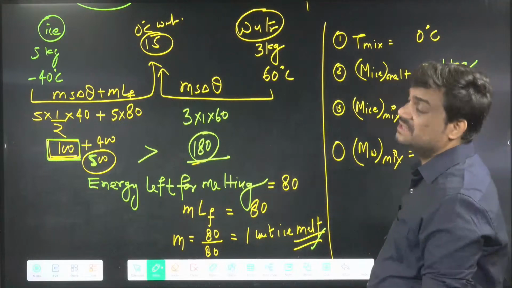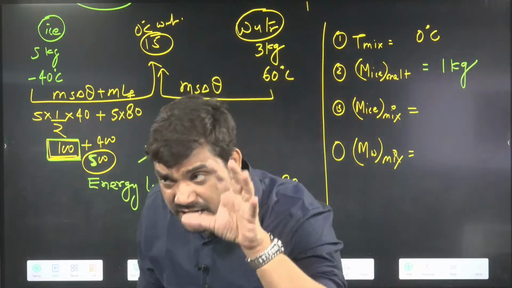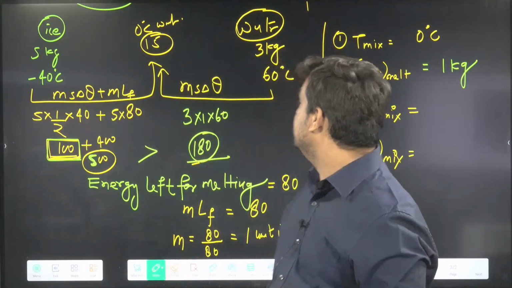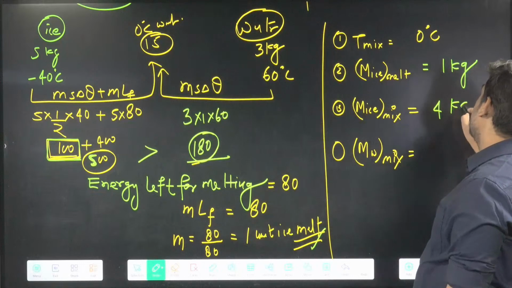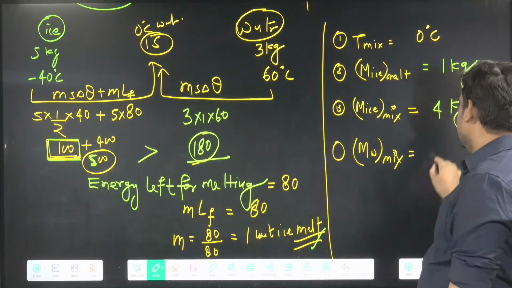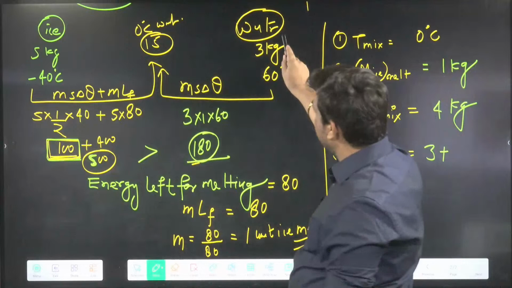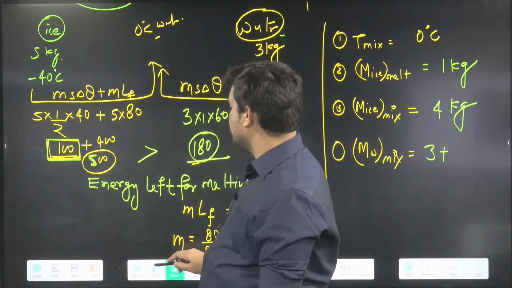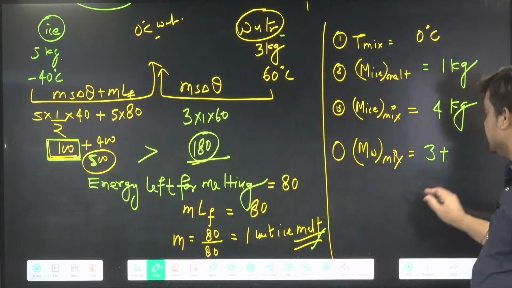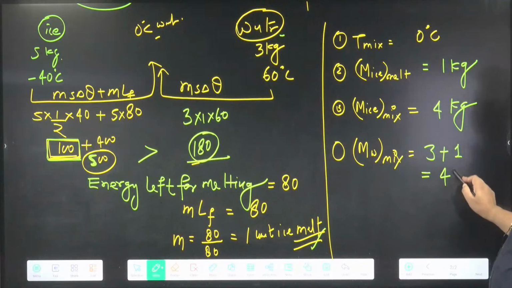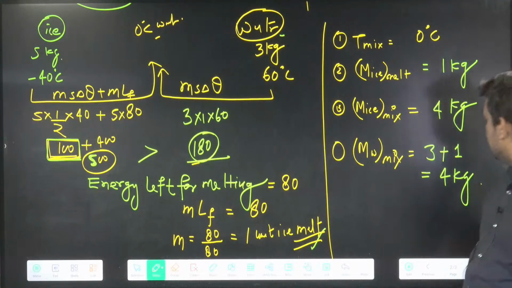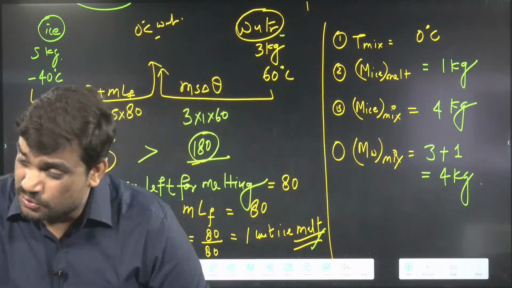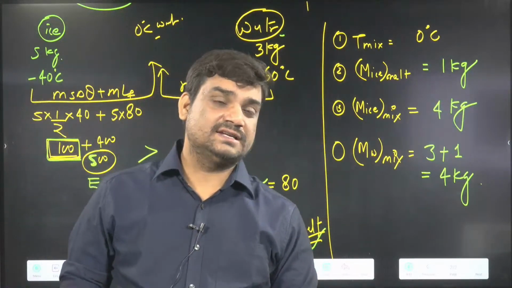How much will be left in the mixture? You can say out of 5 kg, only 1 kg will melt. So 4 kg will still be left. And they will ask how much water. You can say already 3 kg water was there, and 1 kg is coming from this side. So total water is 3 plus 1, that is 4 kg. So in the mixture we'll have 4 kg water as well as 4 kg ice. I hope this one is clear now.